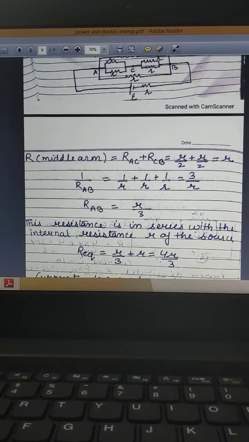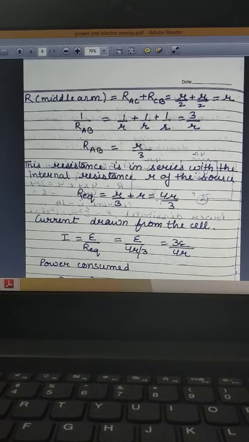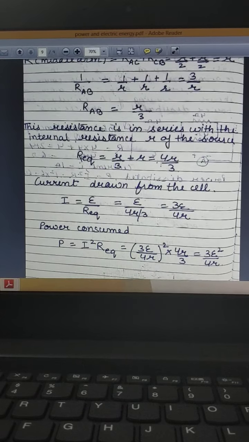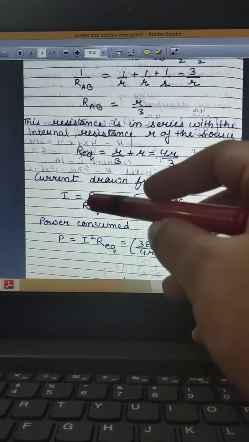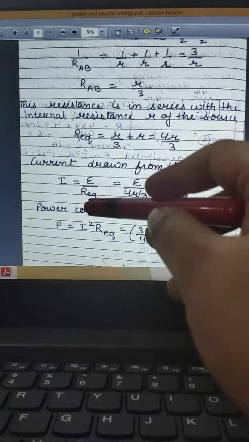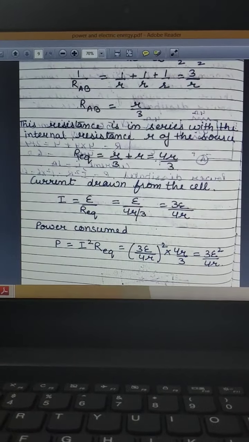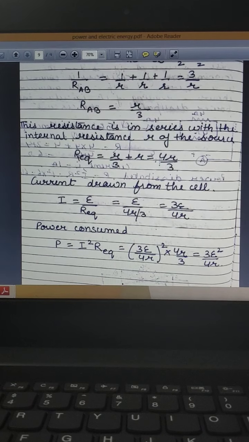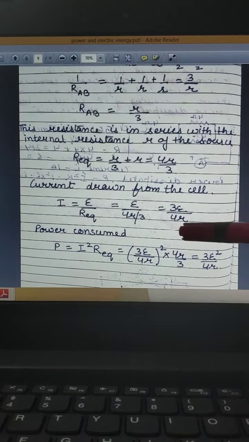Now current is potential difference upon resistance. So the current from the cell will be, now here the potential difference is the EMF, E. So our formula will be I is equal to E upon R equivalent, and putting the value we get 3E upon 4R, which is the value of I. So this is our first part: find out the current drawn. So the current is 3E upon 4R.